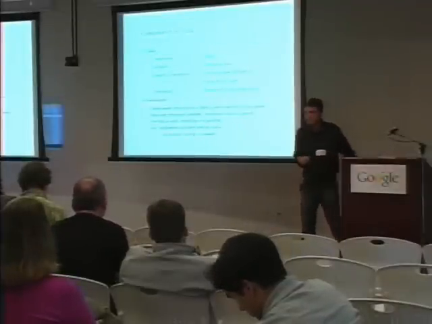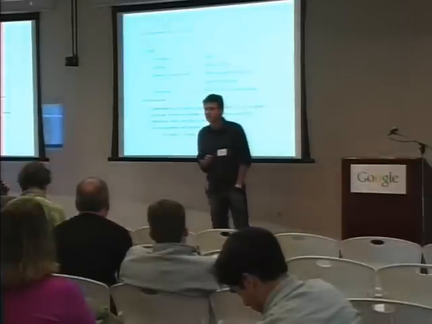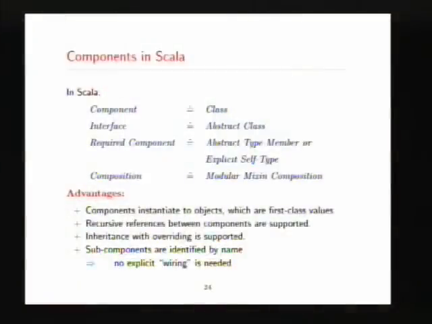In Scala, it's different. In Scala, we say a component is a class. An interface is an abstract class or a trait. A required component would be an abstract type member, or we can also do it with explicit self-types. We're going to see how that goes. And composition is mixin composition.